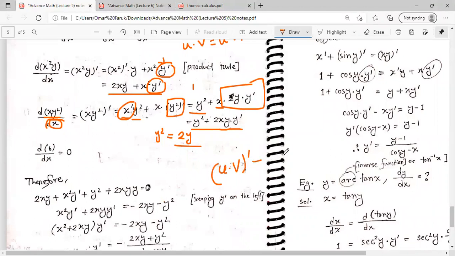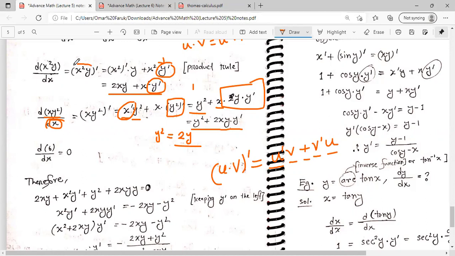So firstly, it will be u derivative v plus v derivative u. Or simply, we derivative the first function and keep the second function, plus we derivative the second function and keep the first function. This is our product rule, okay? This is the product rule.